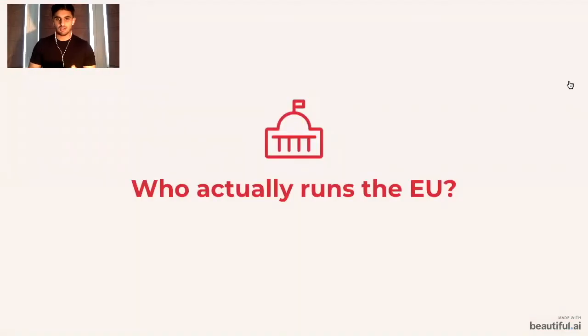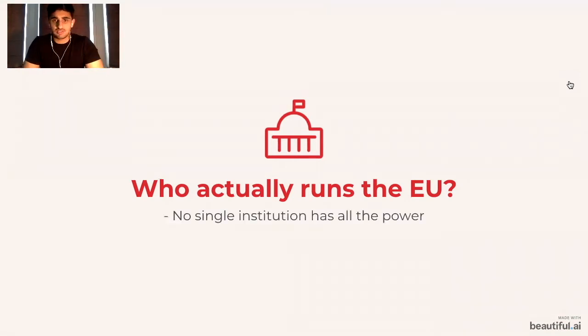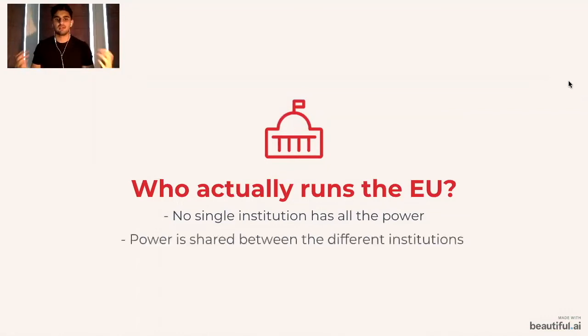Another question that I got asked by a friend, and he said, well, who actually runs the EU? Essentially, which one is the one that's at the top? Which one's running it? As I've just discussed, no single institution has all the power. They're all subject to each other. And the idea is that power is shared between all the different institutions, and there's a system of checks and balances between each institution.